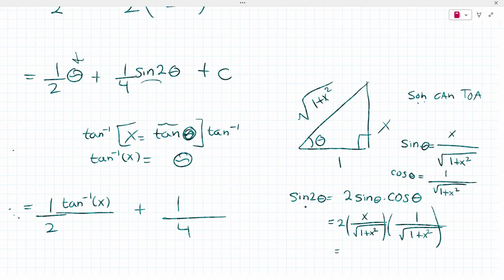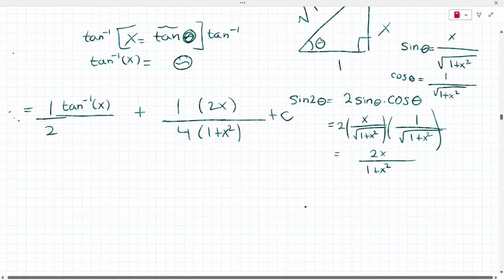If you clean this up, this would be 2x, and then on the bottom, this is practically the same thing, it's just square root. So what happens is the square root disappears, you're left with 1 plus x squared. So sine of 2 theta all becomes 2x over 1 plus x squared, and then plus c.